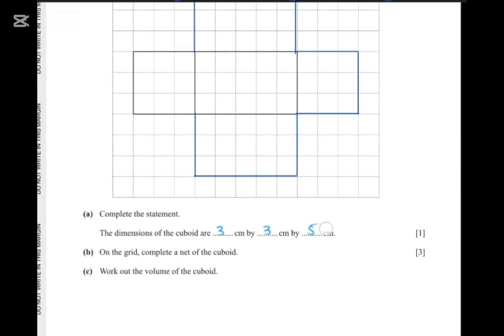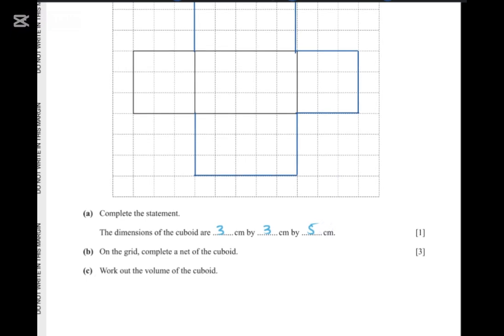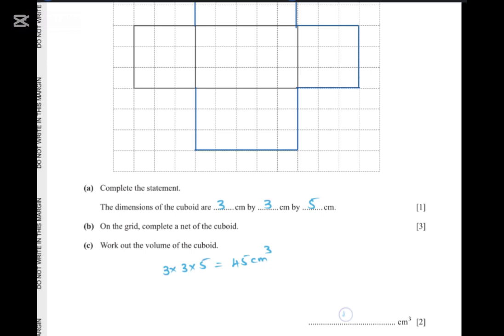Question number C. Work out the volume of the cuboid. We need to find the volume of the cuboid. Volume will be 3 times 3 times 5, which is 45 centimeters cubed. So write down your answer, 45.